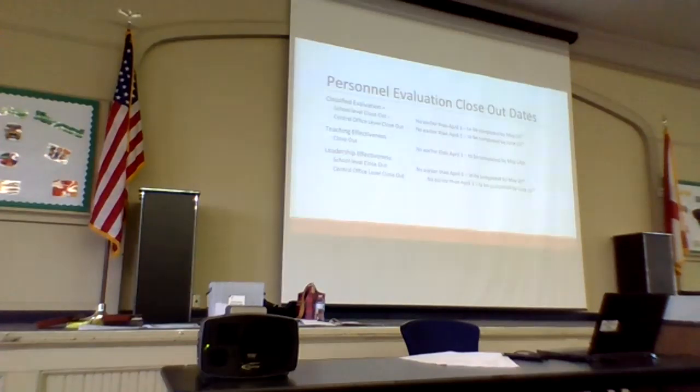Closeout dates. Classified evaluation, school level, your closeout is no earlier than April 1st, but classified evaluation at the school level should be completed by May 15th. Central office should be completed by June 15th. Teaching effectiveness, your closeout should be completed by May 24th. That should be the last day that the teachers are with you. Leadership school level to be completed by May 30th, central office by June 15th.